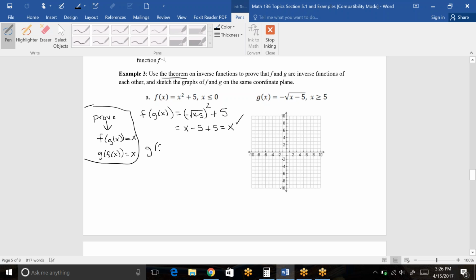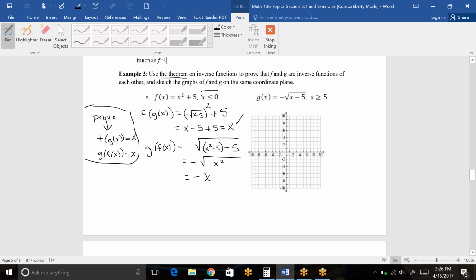The only way we can prove for sure that these are inverses, though, is to show that it works the other way as well. So negative square root of blank minus 5. This is x squared plus 5 in here. So this is negative, and the 5's are going to cancel, that would just be square root of x squared, and that comes out to negative x. Now you think that's not x, that's a negative x.